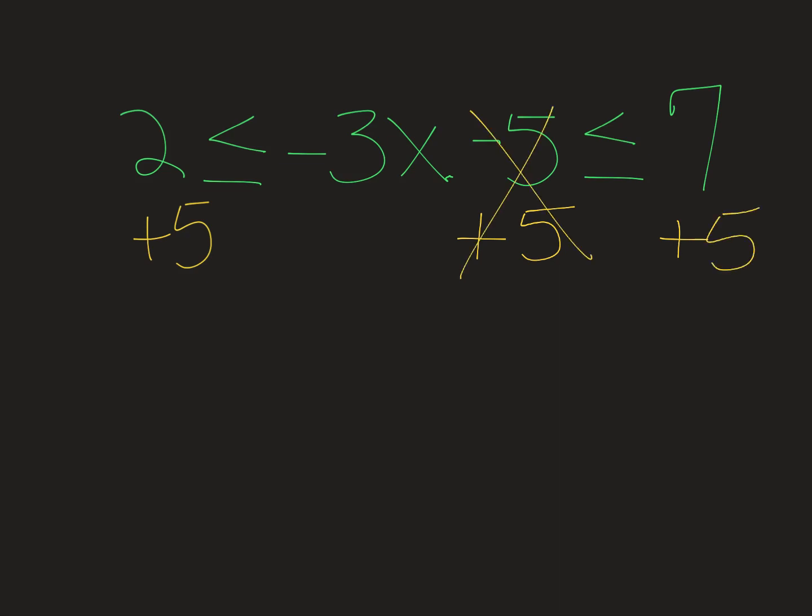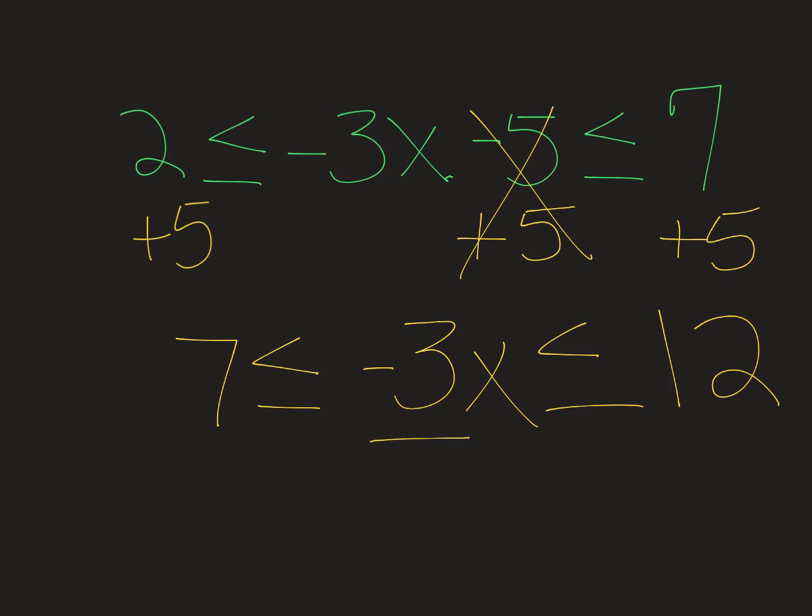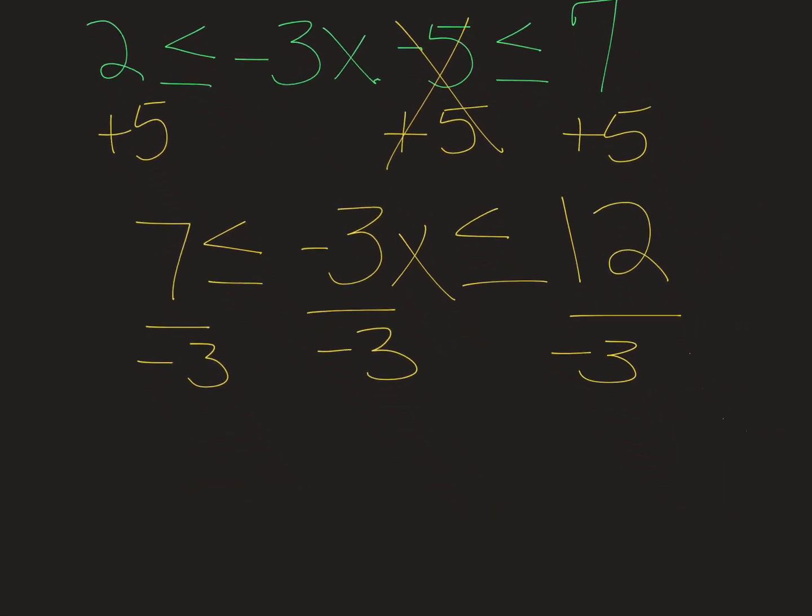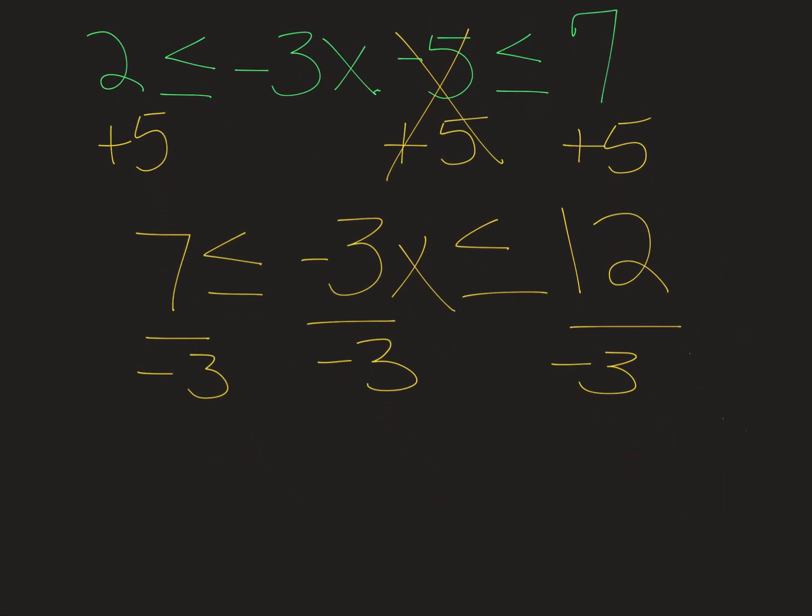Okay, so now, what is 2 plus 5? 7 less than or equal to negative 3x less than or equal to 5. 7 plus 5 is 12. I'm going to divide both sides by negative 3. What does that mean? Fraction. No, well, that, but what else? Yep. Negative 4. And then. So negative 7 over 3 is greater than or equal to x greater than or equal to negative 4.